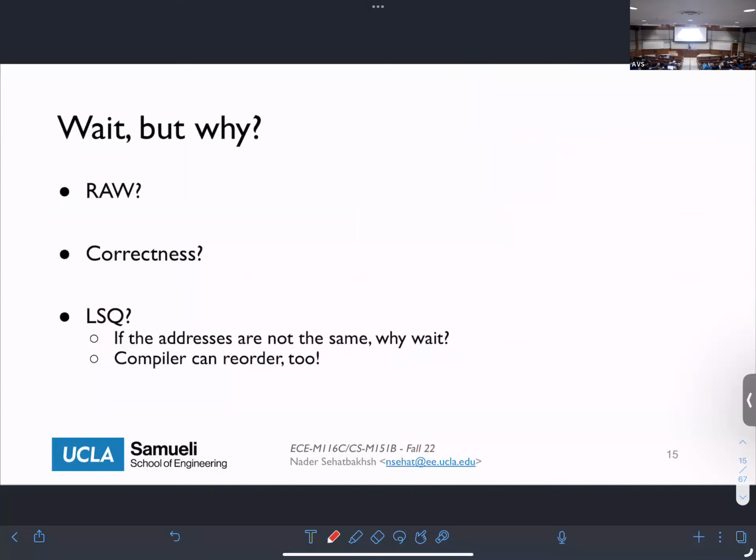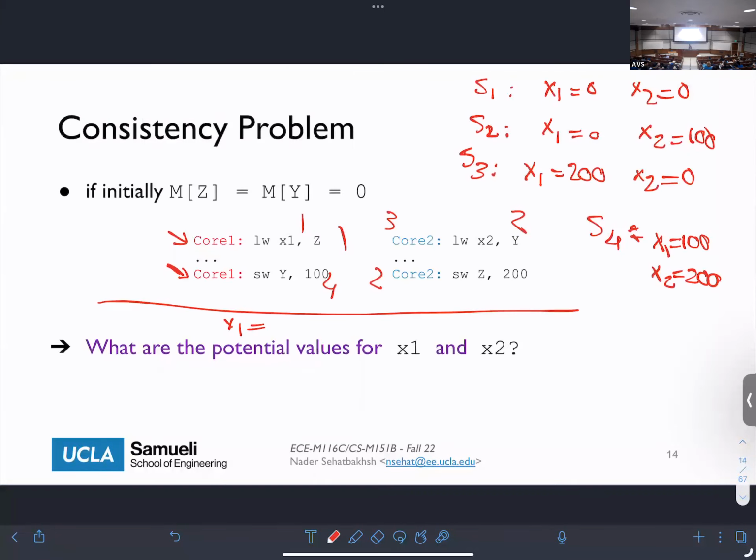And this is what we call a memory consistency problem. So you might ask, oh, but didn't we solve this with RAW data hazards? No, we didn't solve this with the RAW data hazard because remember, this is not a RAW data hazard. These are two separate addresses, nothing to do with each other. What we solved in RAW data hazard was basically writes into the same address or writes into the same register.